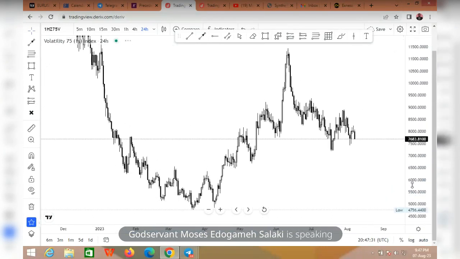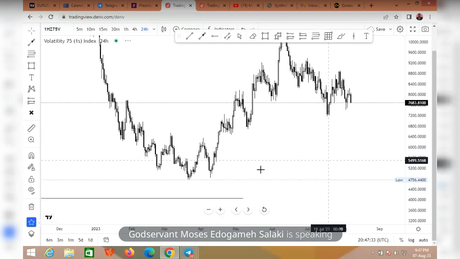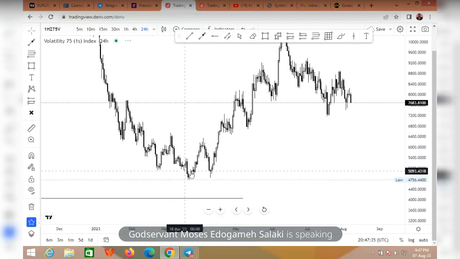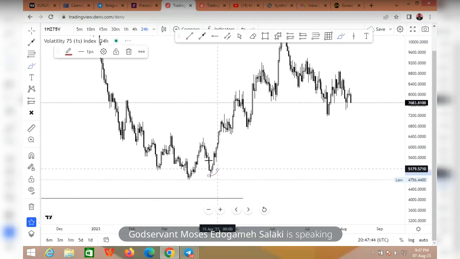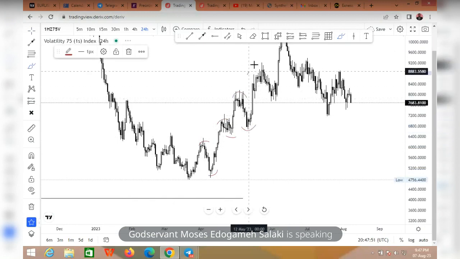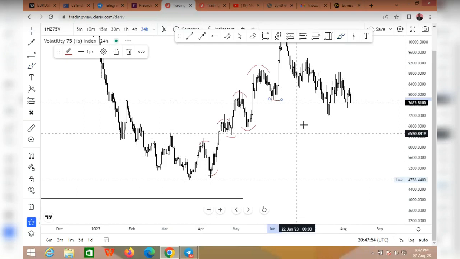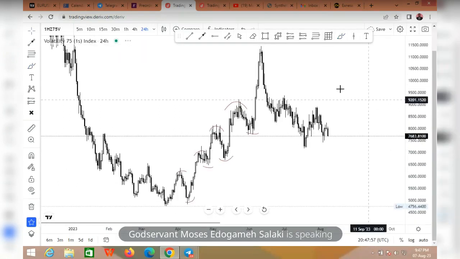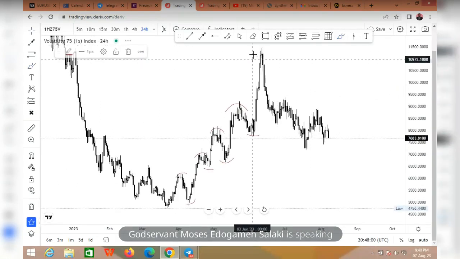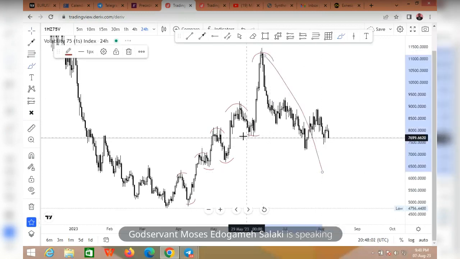Present price action: a bearish move, price broke structure, came back, retested, and this is the current price action. A low that bettered this high. I'll take this as a low, a high, a low, a high, a low. And price gave a higher high and broke.